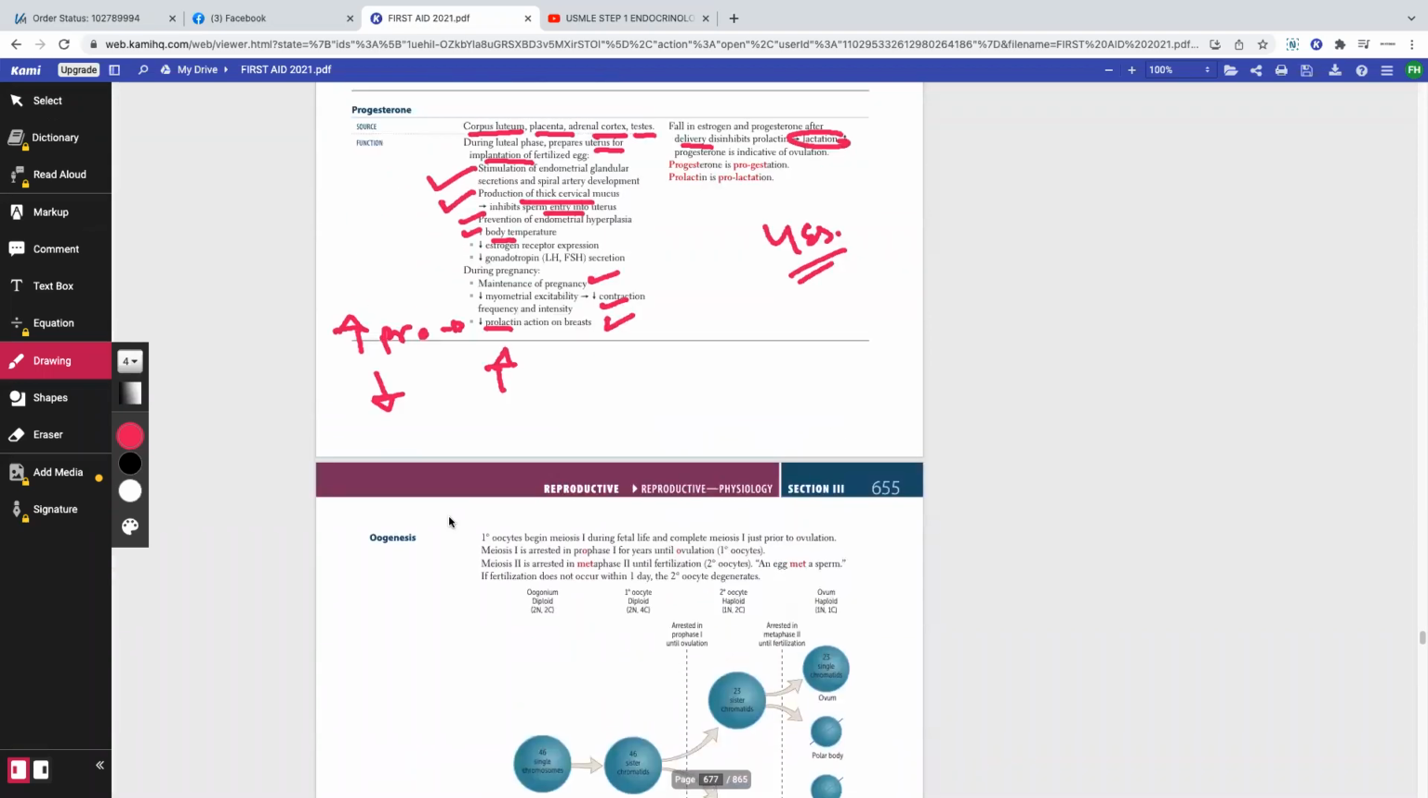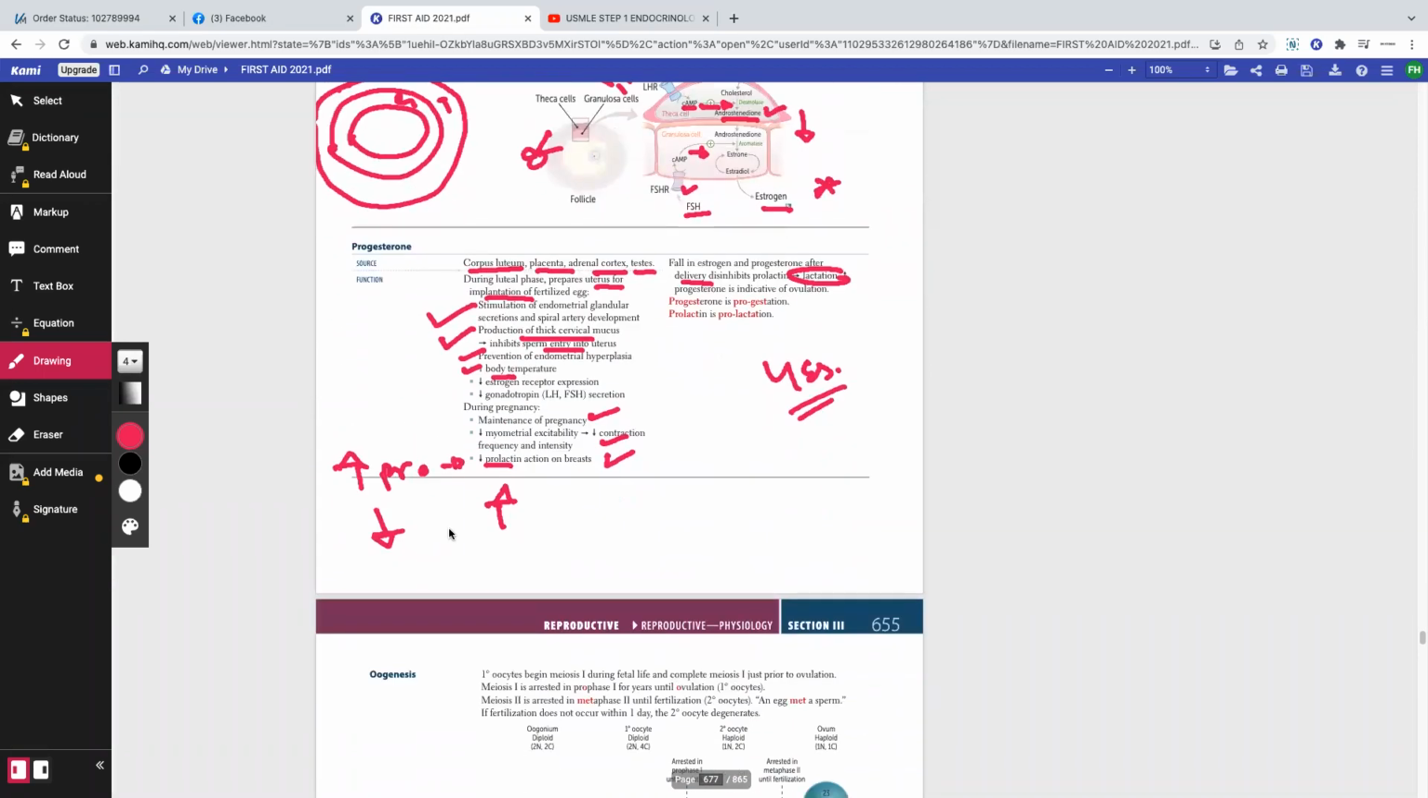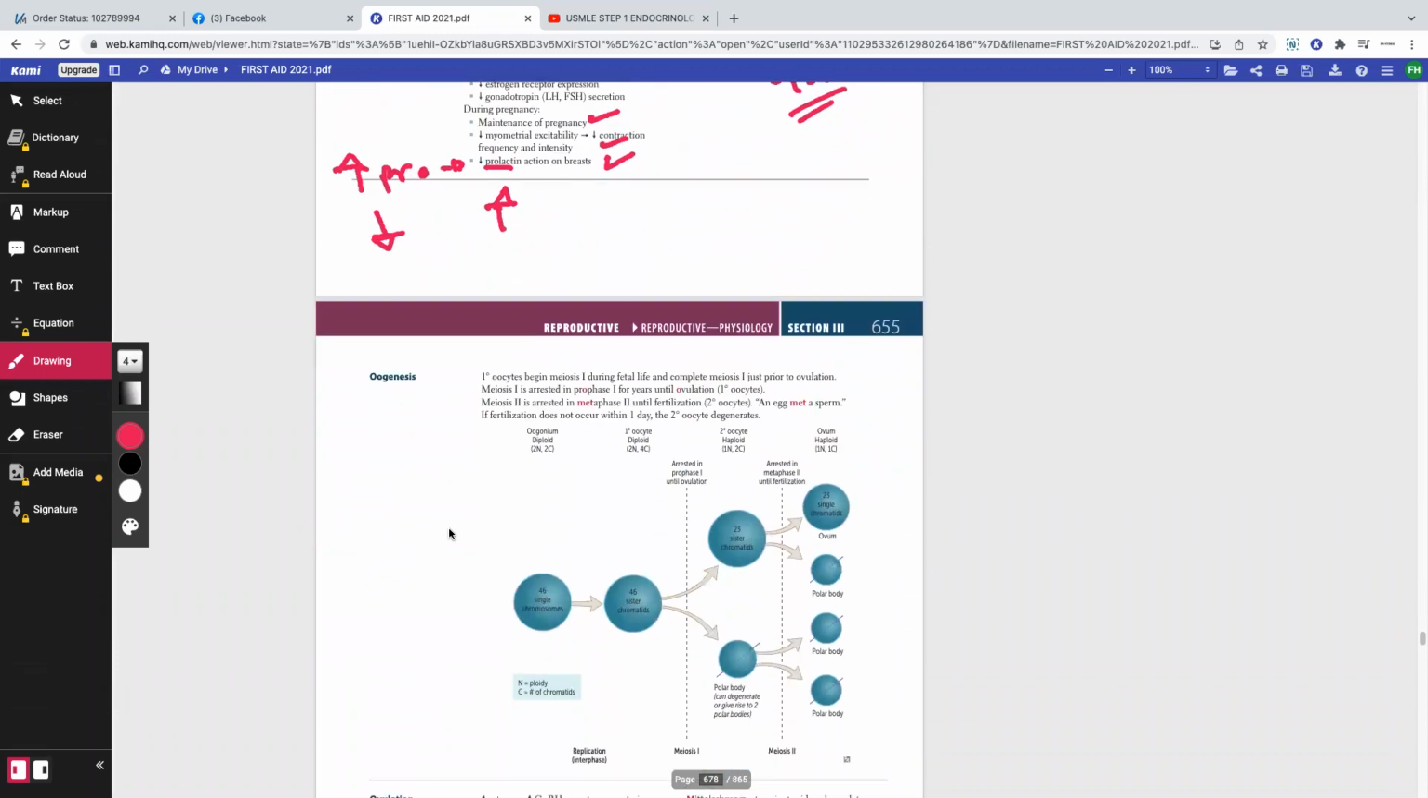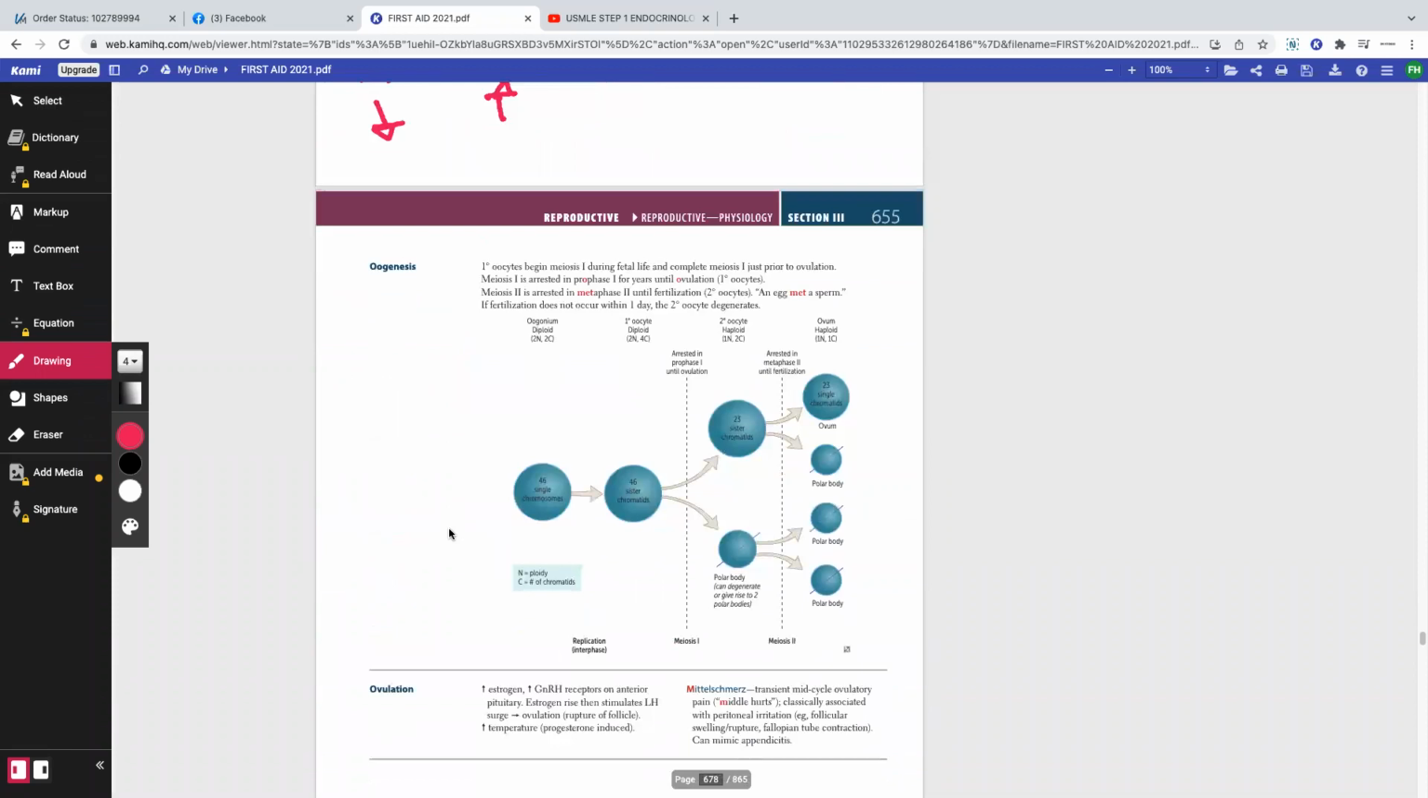Okay. So are we clear, guys? Yes or no? Estrogen, progesterone. Okay. Is everyone ready to talk about oogenesis?